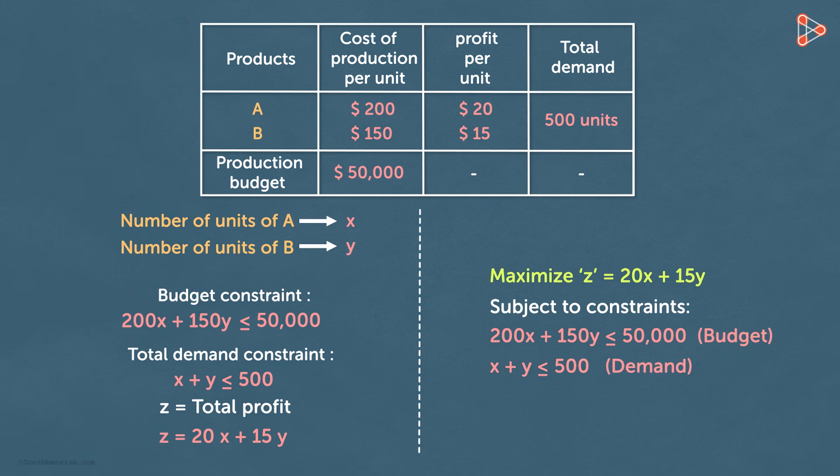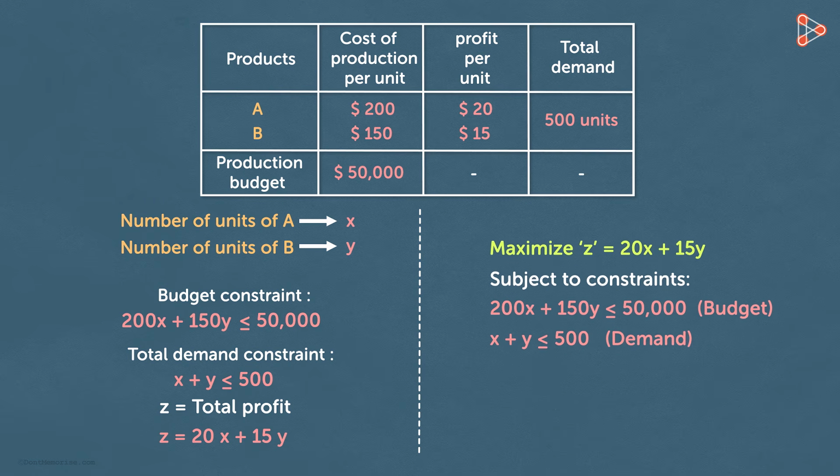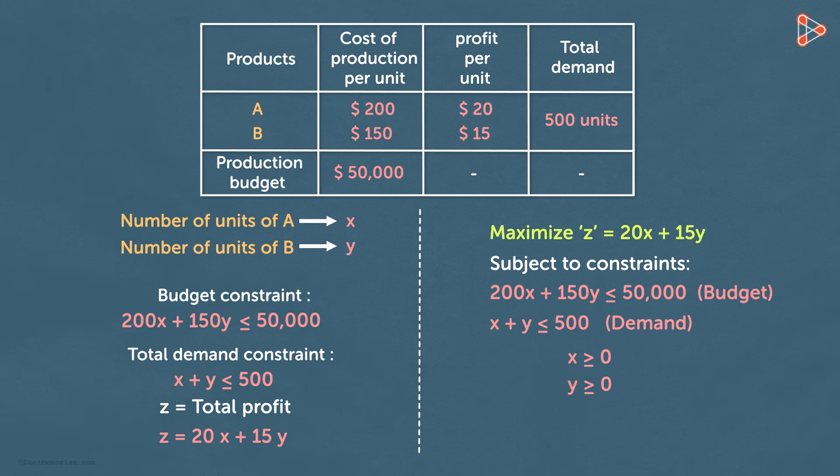There's just one thing we need to know here, and for that, I want you to answer a question. Can the number of units produced by a company be negative? You're right, it can never be negative. So we need to add the non-negative constraints. It can be written mathematically like this. It's very important to write the non-negative constraints in the formulation of a linear programming problem.